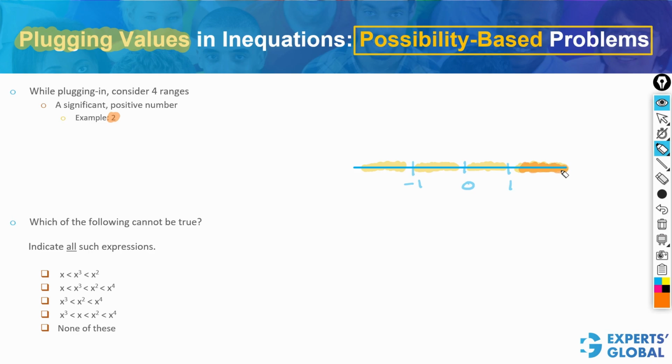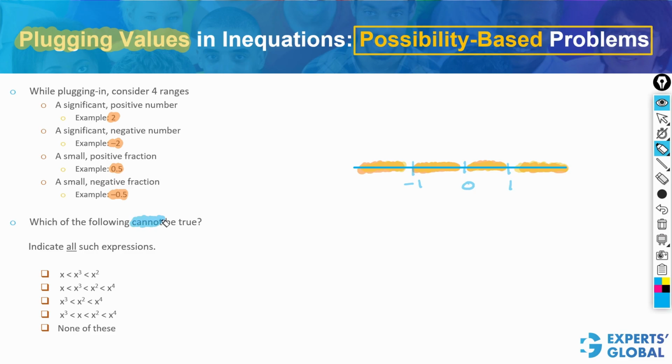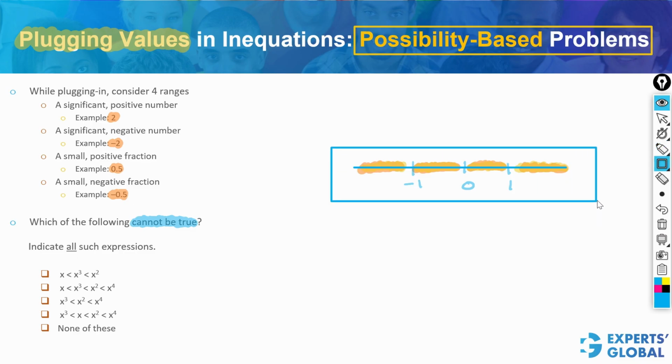this range. We must consider a significant negative number such as -2 for this range. We must consider a small positive fraction such as 0.5 to represent this range, and we must consider a small negative fraction such as -0.5 to represent this range. Only when you have plugged in values from each of the 4 ranges is when you can be confident about the results achieved. For example, in this question, before deducing that something cannot be true, we must ensure that we have considered all the 4 possibilities here.